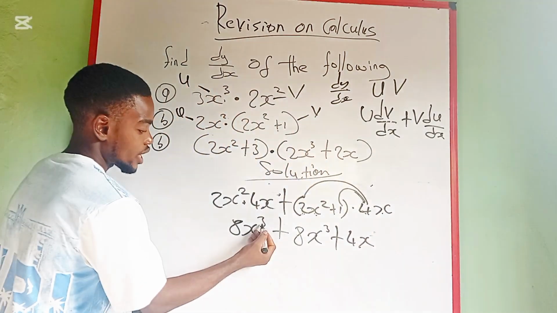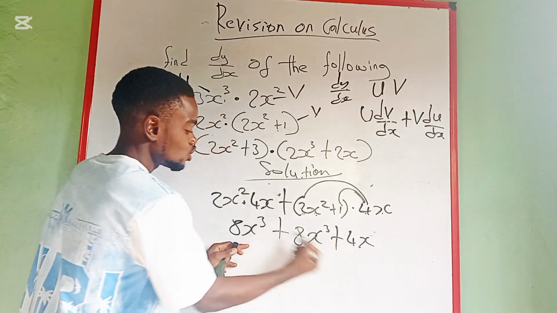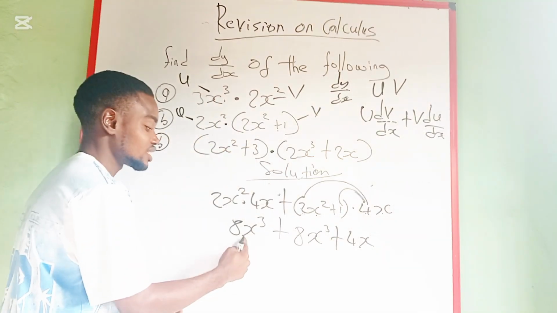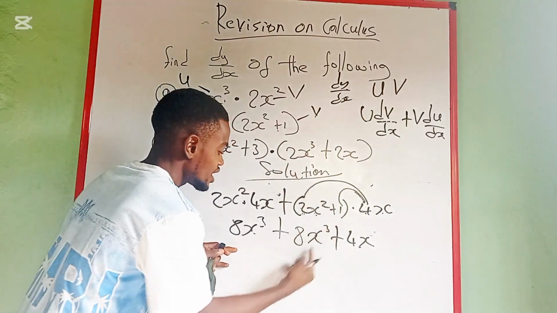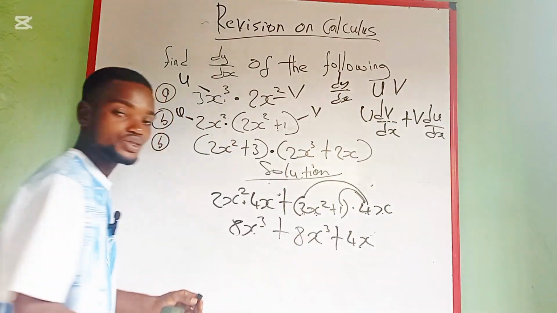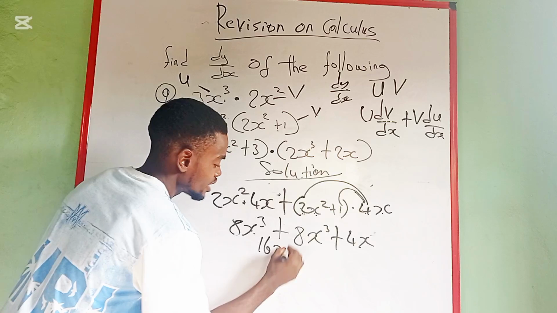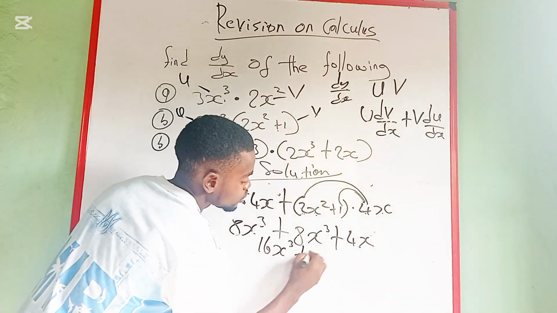I have s squared, s cube, and s cube. So this s cube and s cube are the same. So we can just call them, this is 8 orange and this is 8 orange, because they have the same s powers. So I'm going to add them together to give me 16s cube plus 4s.